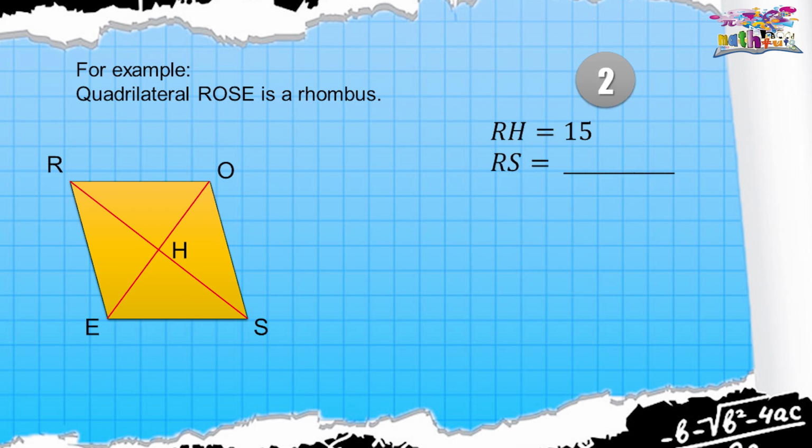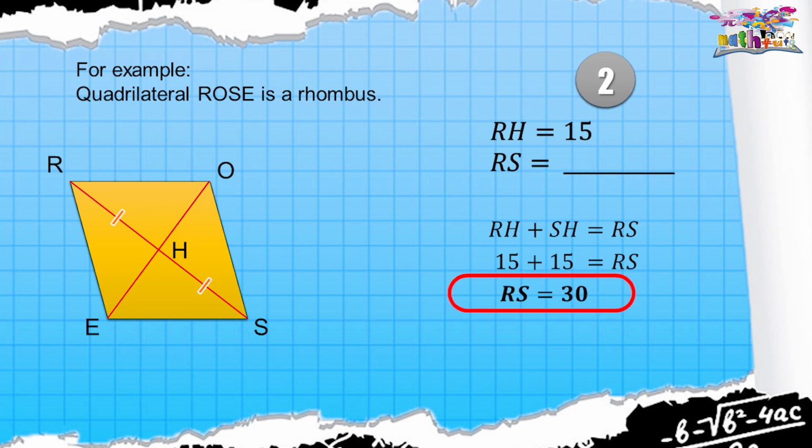On the same illustration, let us find RS given that RH is equal to 15. As you can see, RS is one of the diagonals of the given rhombus. Since its diagonals bisect each other and SH is also 15, therefore, RS is equal to 30.